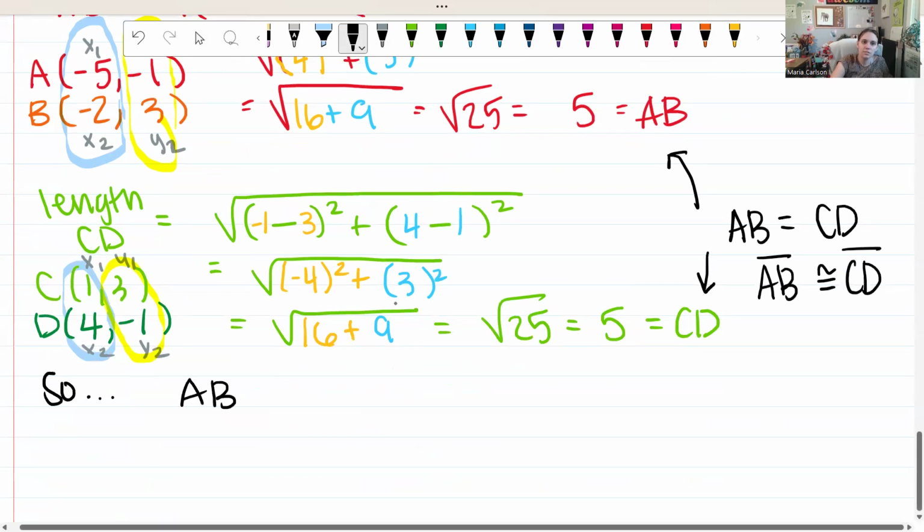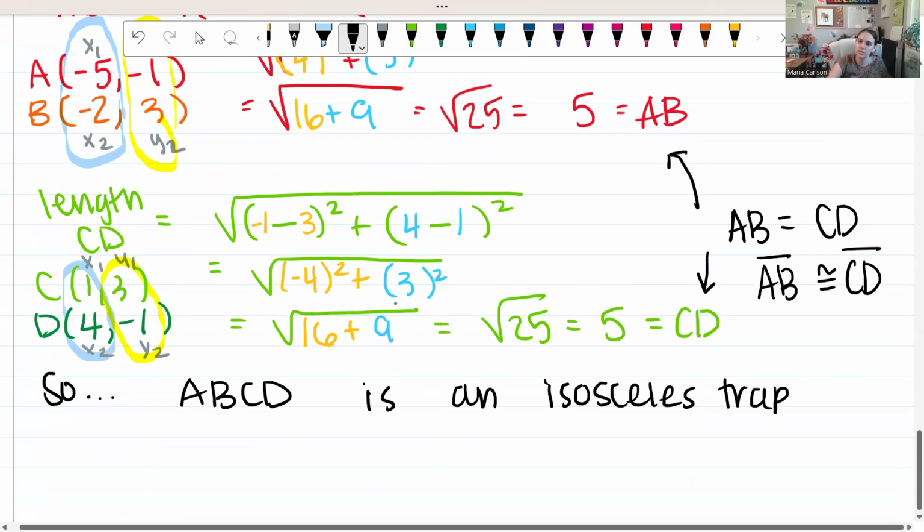ABCD is an isosceles trapezoid because those two legs are congruent. All right, example 2. That was the longest one, I promise.